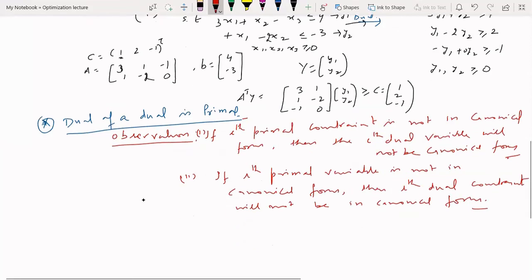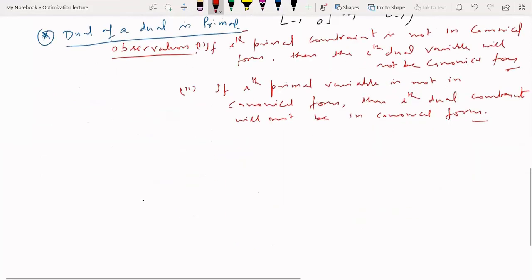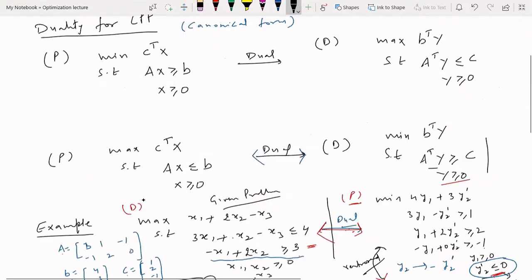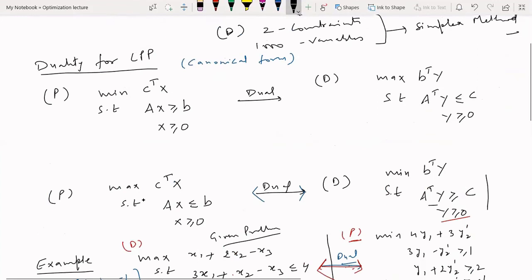Okay, so let me explain this point with another example. Suppose I am considering the problem. First thing, you must remember the canonical form here. That canonical form for minimization is the constraints are greater than type, and for maximization constraints are less than type. In all these cases, variables are greater than or equal to 0. So the only difference is in the sign of the constraints. For minimization, constraints are greater than type. For maximization, the constraints are less than type. All variables are non-negative.